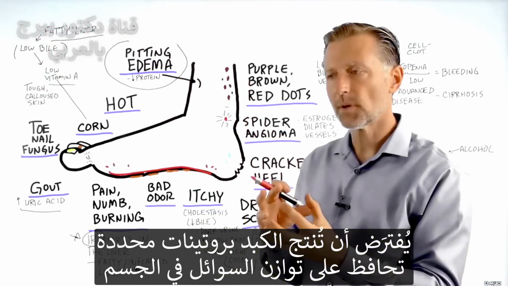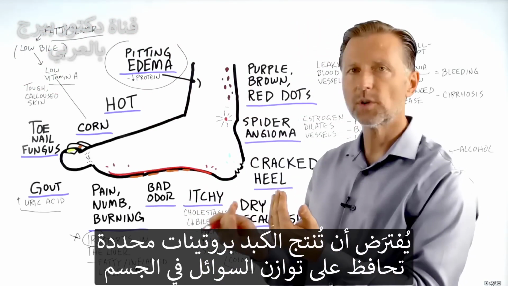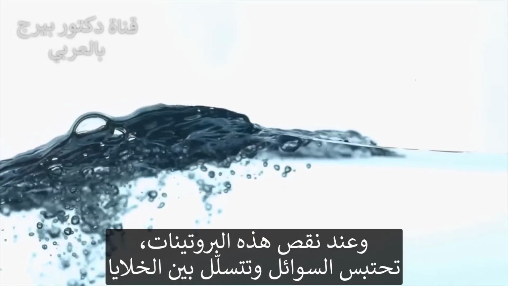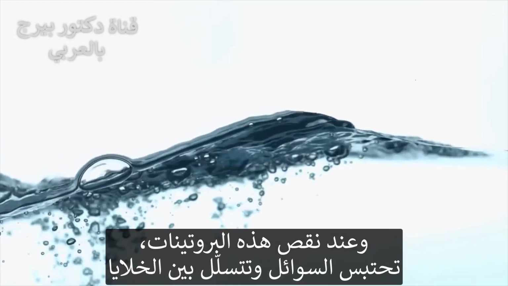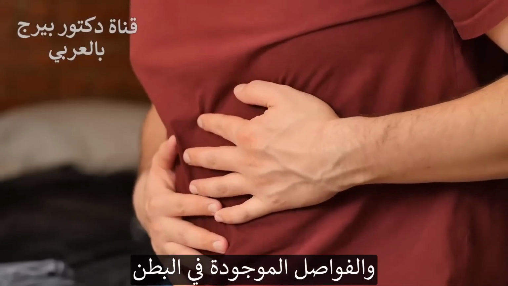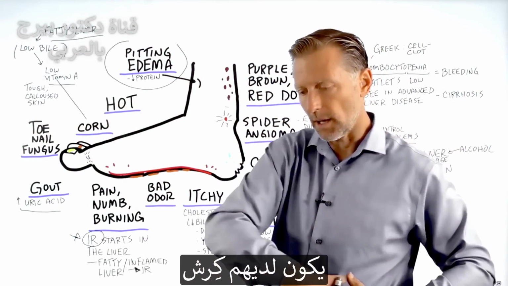The liver is normally supposed to make certain proteins that keep this balance of fluid in your body. When you're deficient in these proteins, you start backing up with fluids and it starts to show up in between the cells. It's called interstitial spaces. Also in the spaces around the abdomen. Usually you see this with men who have cirrhosis. They have a pot belly.